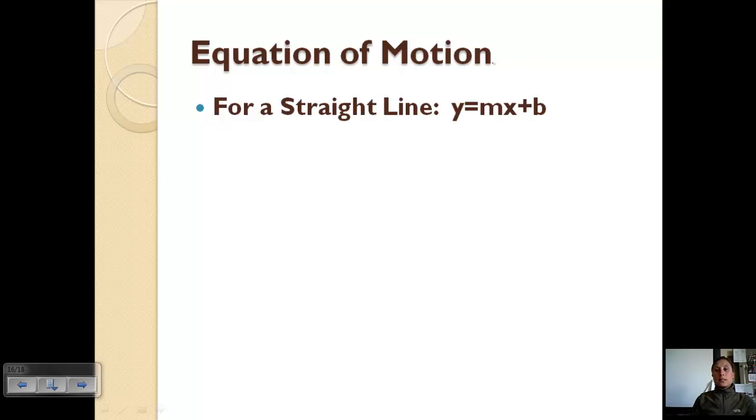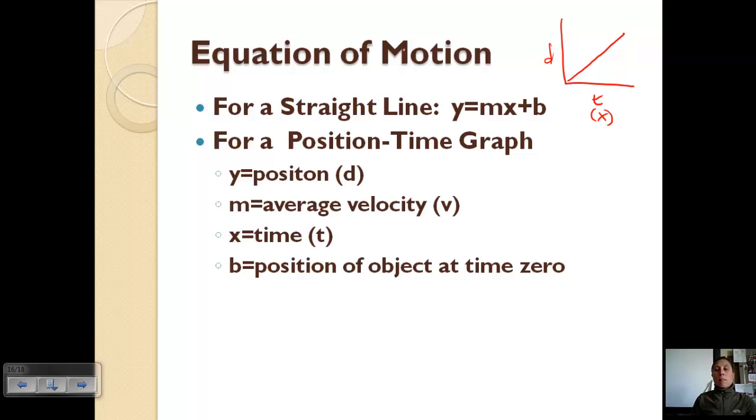Okay, so we talked about doing a position time graph. We know that for a straight line, the equation is y equals mx plus b. And on a position time graph, x is time. Our y is our displacement or our distance. Our slope is the speed. Because slope is rise over run, right, which is change in y over change in x. Well, if we relate that to this velocity equation, it's change in distance over change in time.